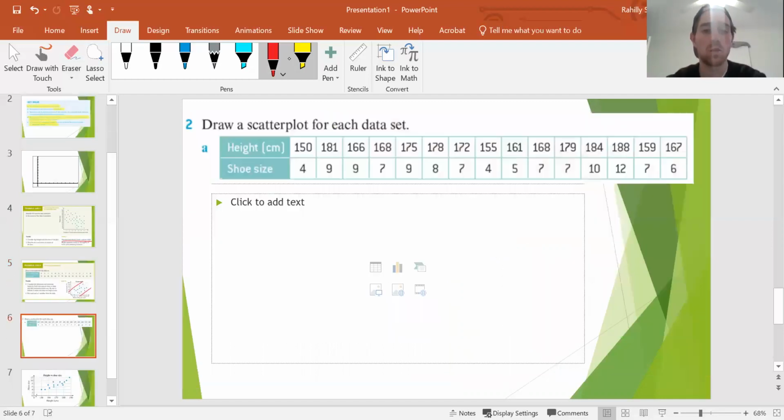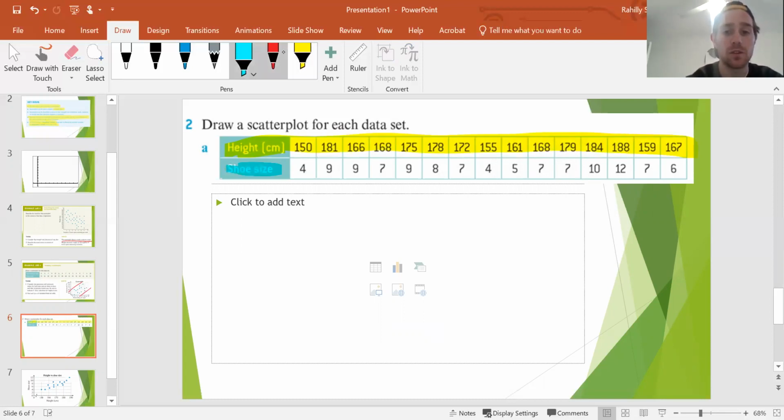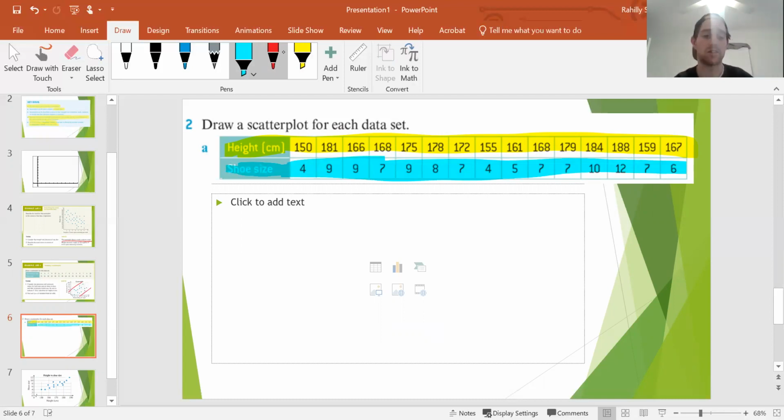All right, so we're going to go through one more example. We've got scatter plot data here. Now, our data is height in centimeters and shoe size. So our two variables are height in centimeters and our shoe size. We're going to put it into a scatter plot. You would have to have your x-axis and your y-axis labeled, and we would go from there. Okay, so here's what they have done.